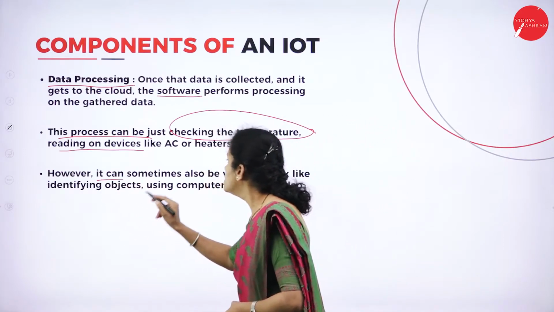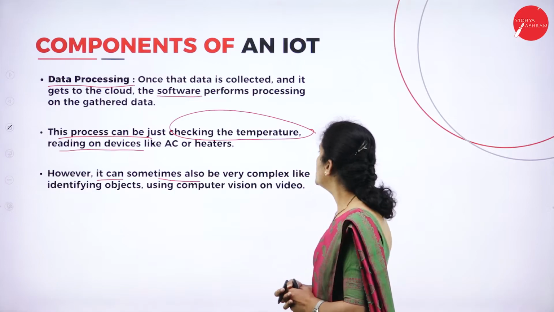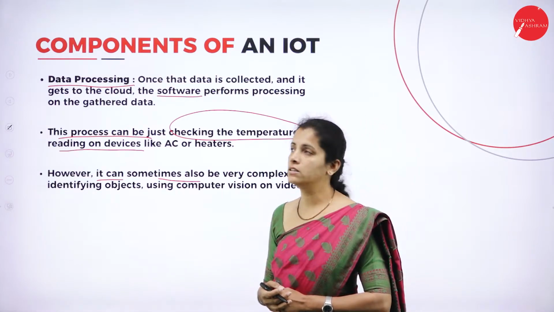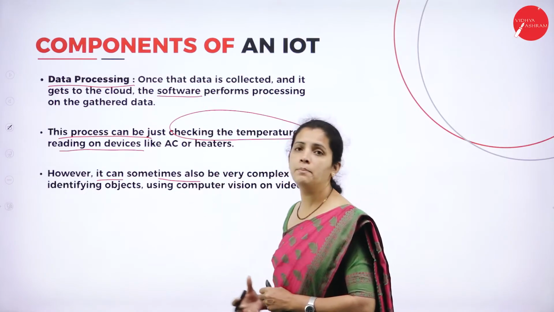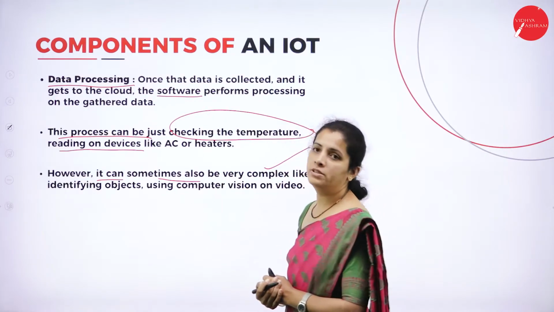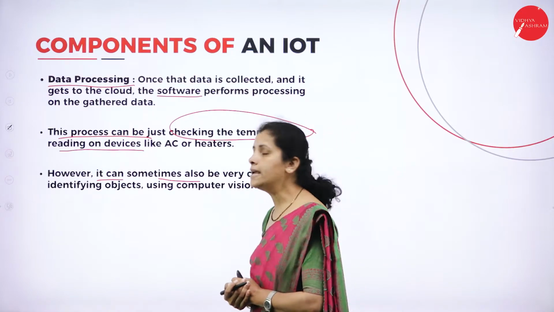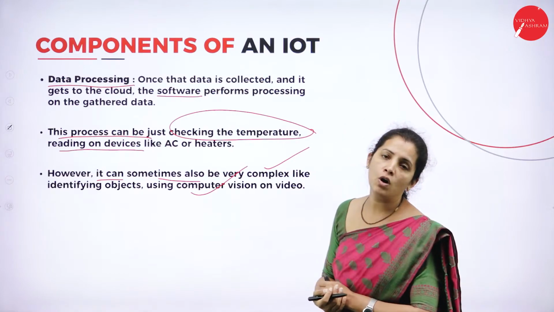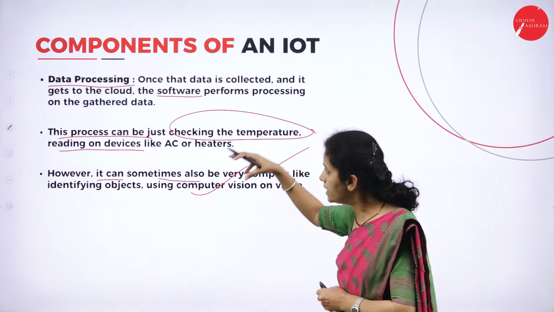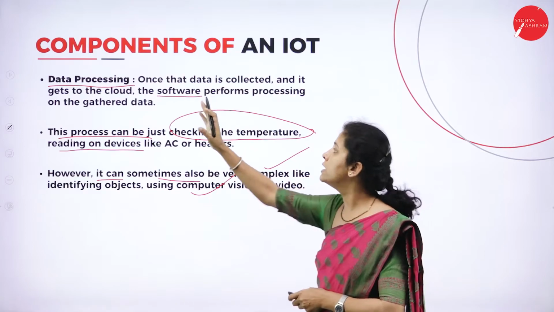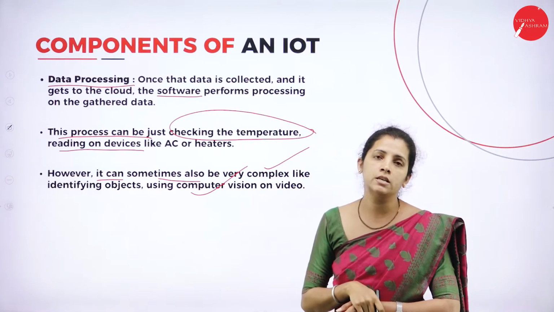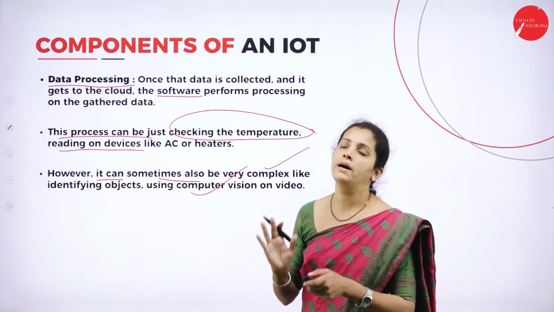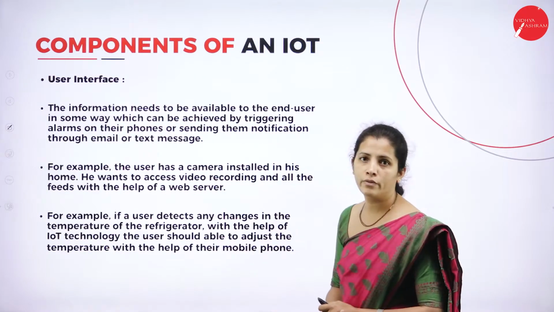It can sometimes also be very complex, like identifying objects. That means data processing may involve complex tasks, such as identifying objects or computer vision on videos. These kinds of jobs are also done by data processing. That means the collected data must be processed by using some software.